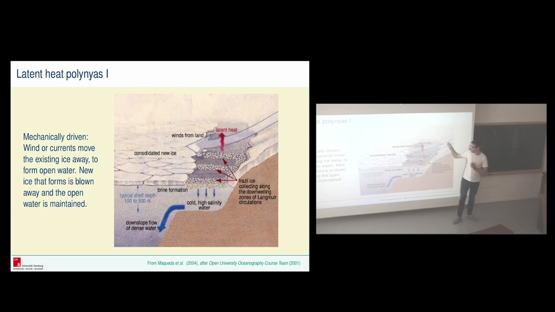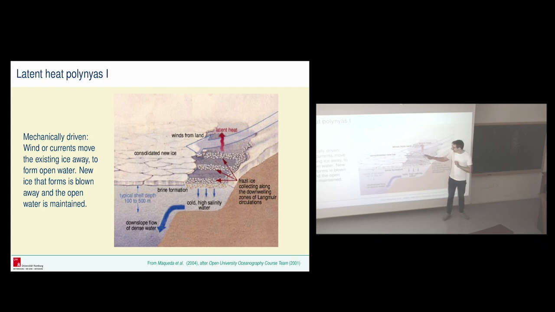And the reason why they are called latent heat Polynia, in particular in winter, this water will be at freezing temperature. And so you expose the open ocean to the atmosphere, and there's a lot of heat exchange, a lot of heat coming out of the water, and because the water is at freezing temperature, the heat that you remove from the water is not sensible heat, you don't make the water colder, but the heat that you remove is latent heat, you form ice.